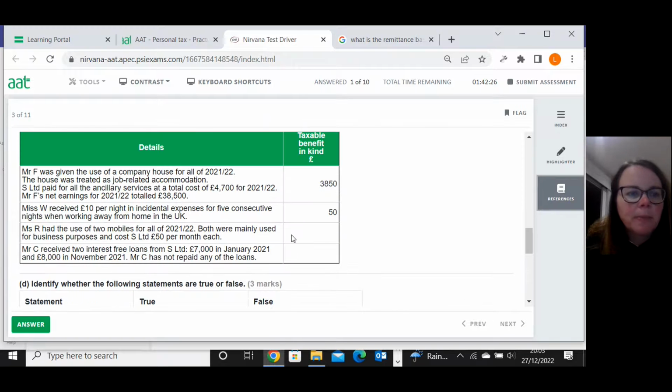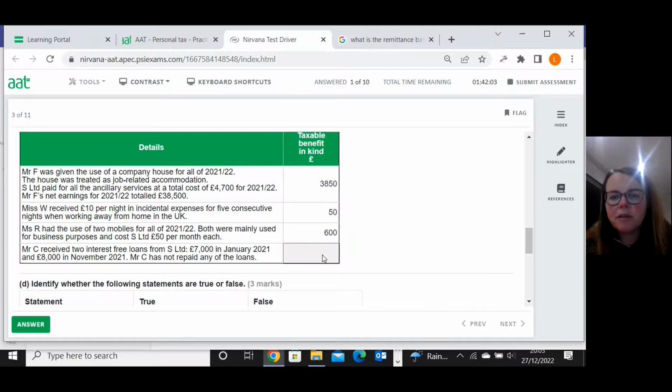Okay, next question. Ms. R had the use of 2 mobiles. Right, instantly I'm thinking, well, you're only allowed 1. Both were mainly used for business purposes and cost £50 per month each. So one of them is exempt, the other one is going to be a taxable benefit. £50 times 12 is 600, would be taxed on.